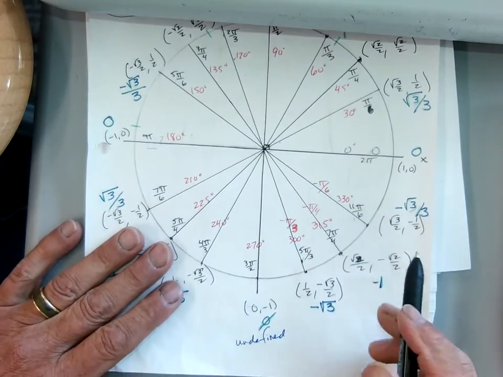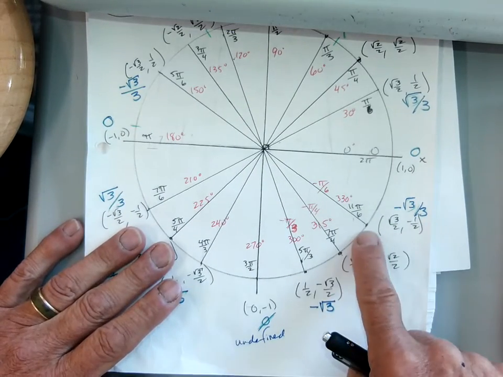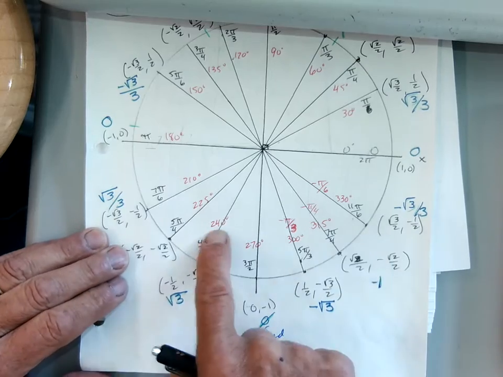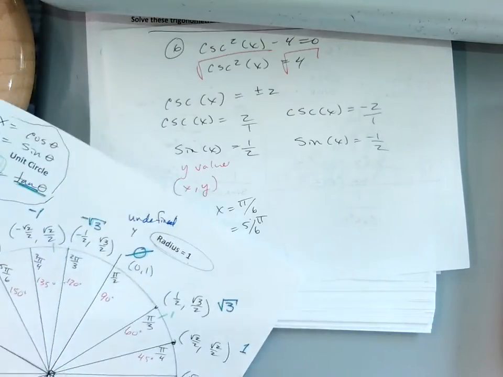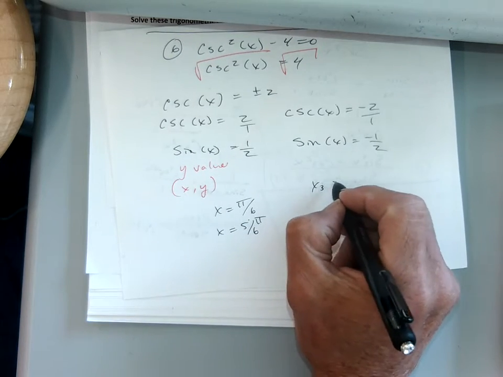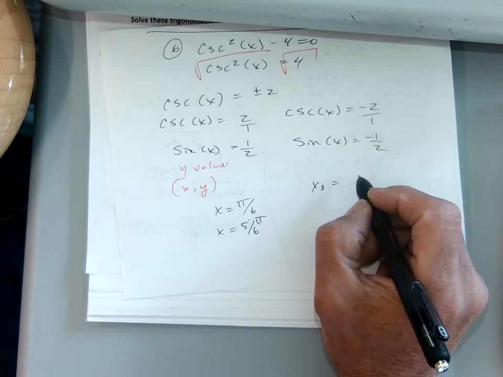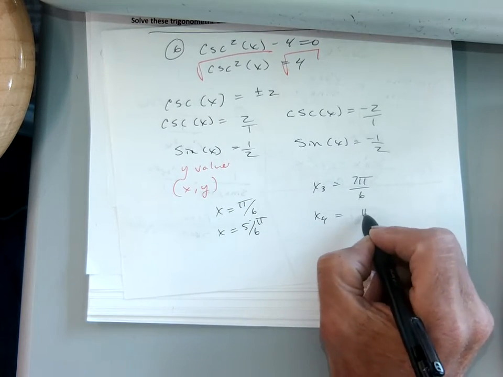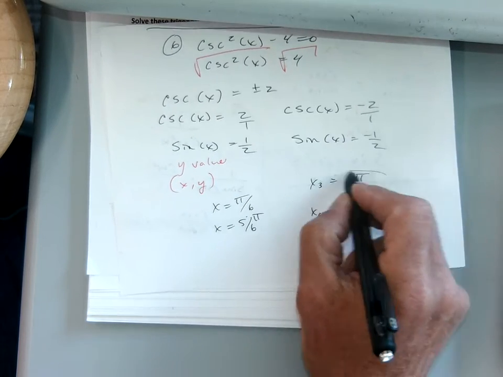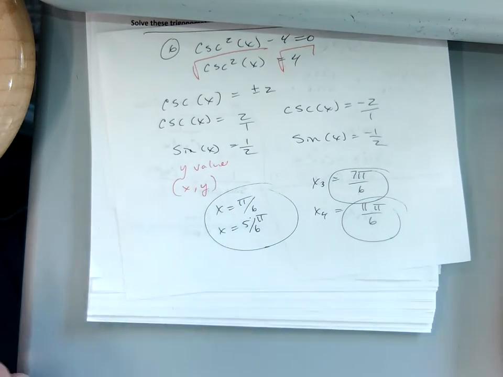Negative 1/2 is here for my y value at 11 pi/6, and the other is here at 7 pi/6. So I get these 2 answers also. I get 4 answers. So I get a 7 pi/6 and an 11 pi/6. All right, got them all.